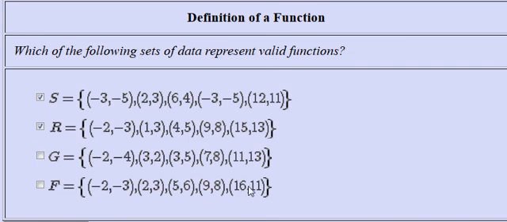The last set of ordered pairs, let's look carefully. The input's -2. It says the output's -3. I don't see any other points sending the input -2 to some other number. Likewise, the input of 2 only has one output, namely 3. The input 5 only has one output, namely 6. This point says that 9 will have an output of 8. I don't see any other points sending 9 to any other numbers. And then finally, the final ordered pair says that if you plug in 16, you get only one number, and that's 11. So I'm going to say that this relation is a valid function.